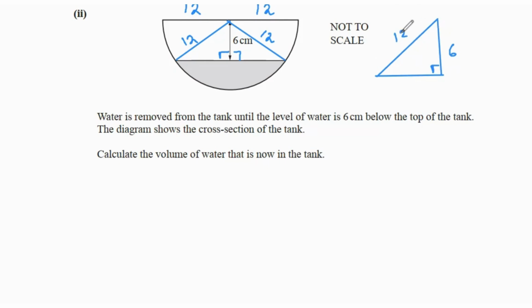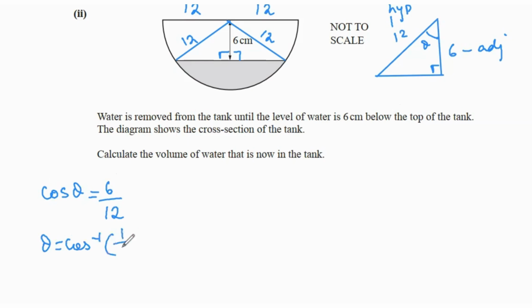We have the hypotenuse, and what I need to find is the angle. I want to find this angle over here. So that means this is going to be our adjacent. So we have the adjacent and the hypotenuse, so I'm going to find this angle using cosine. Cos theta equals 6 over 12. Theta equals cos inverse of 1 over 2, which is going to give us 60 degrees.